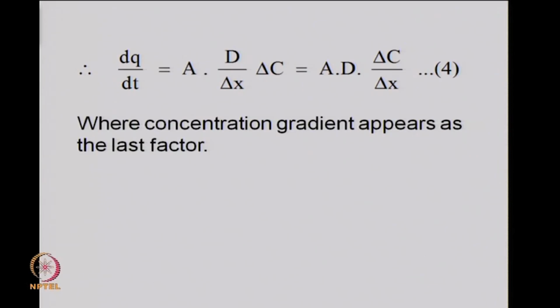It could be anywhere between 0 to about 0.8, 0.9. That calls for different models. Some of those models will be referred to here also. All right, so this is the genesis of that. dq by dt is written as A d by delta x times delta c, or A times d into delta c by delta x. That is your concentration gradient, delta c by delta x.